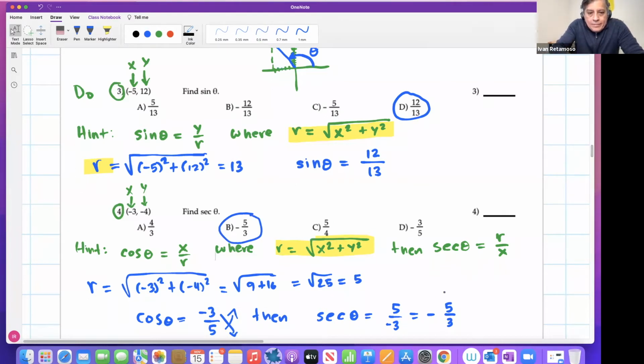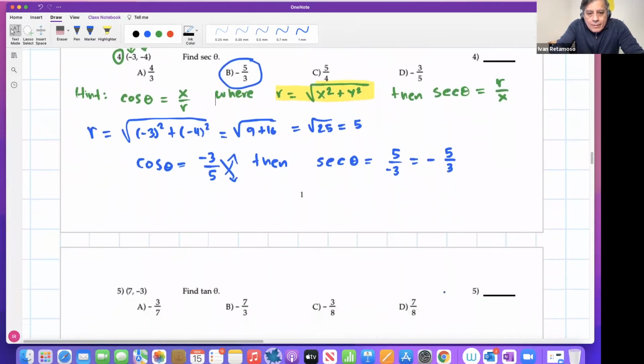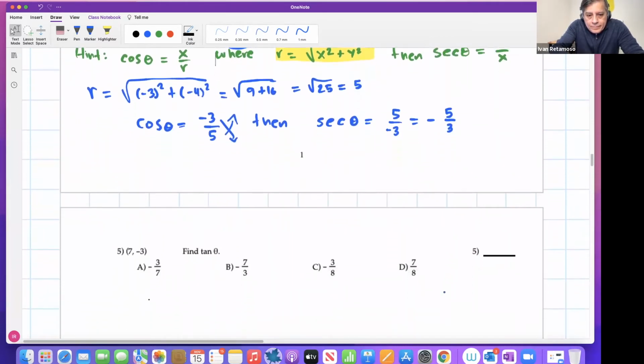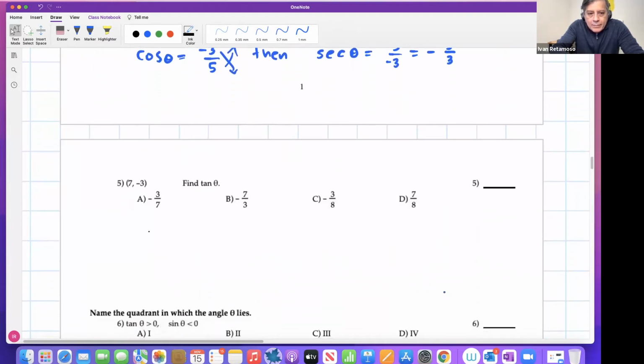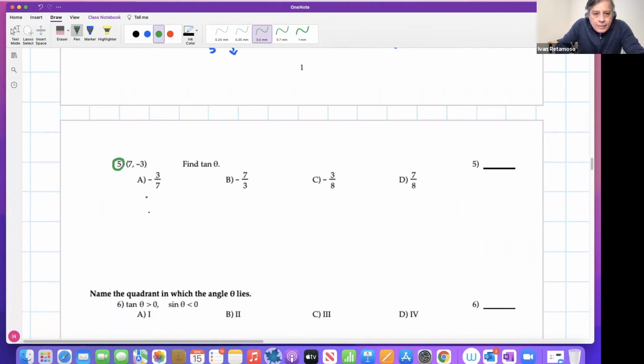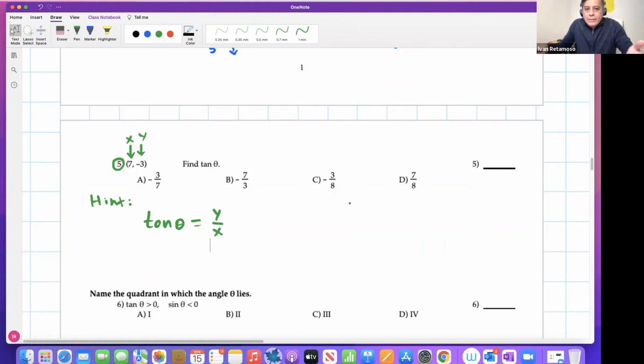Good. Now, let's continue. Let's talk about maybe one more exercise, and then we want to try to find tangent. The coordinates are 7 and -3. Compute tangent of theta. Hint, tangent of theta is y over x. Just use that directly. We don't need r for this one.